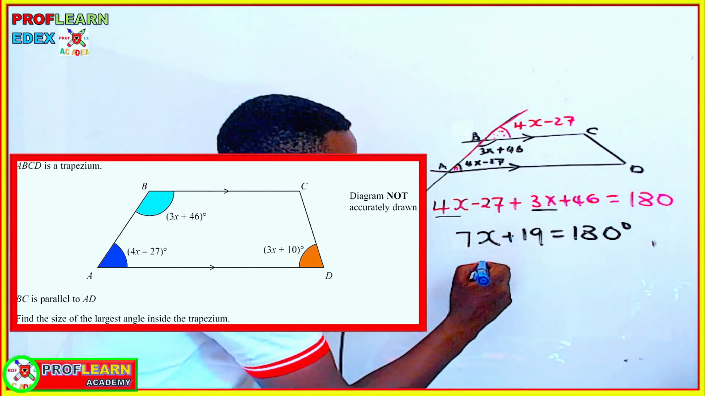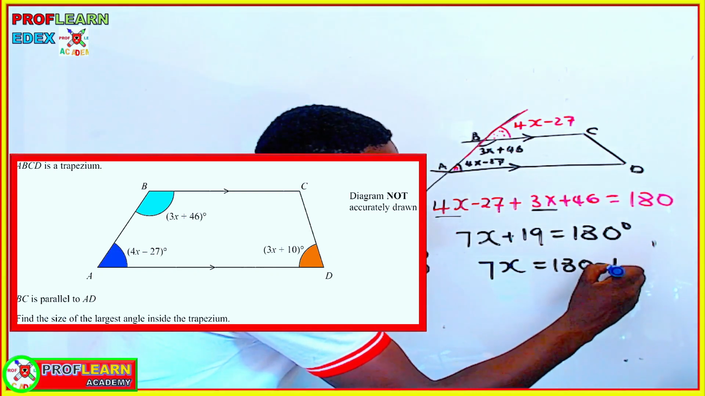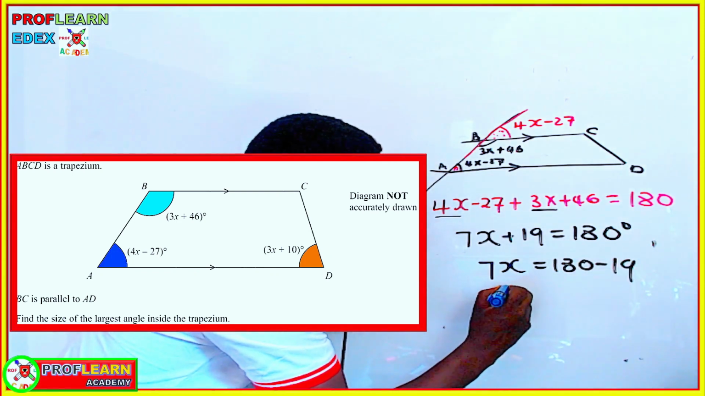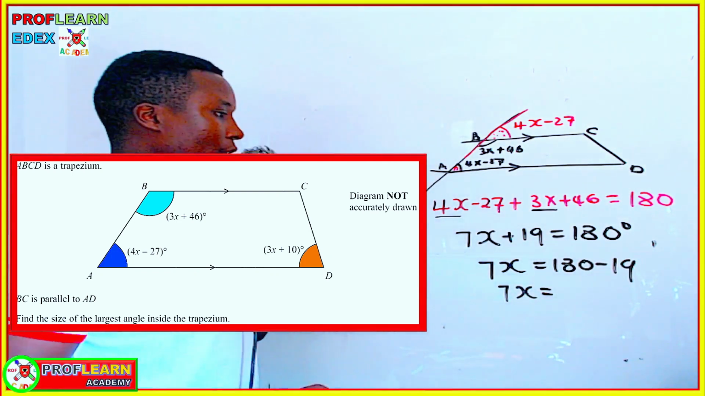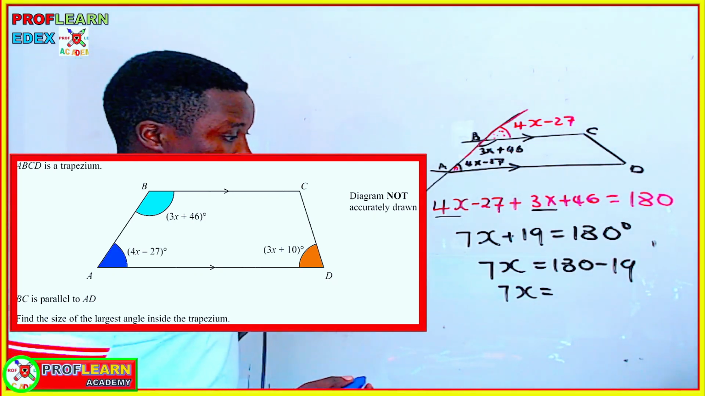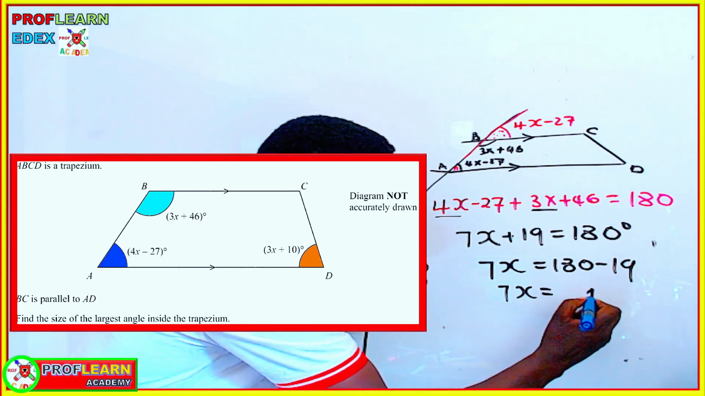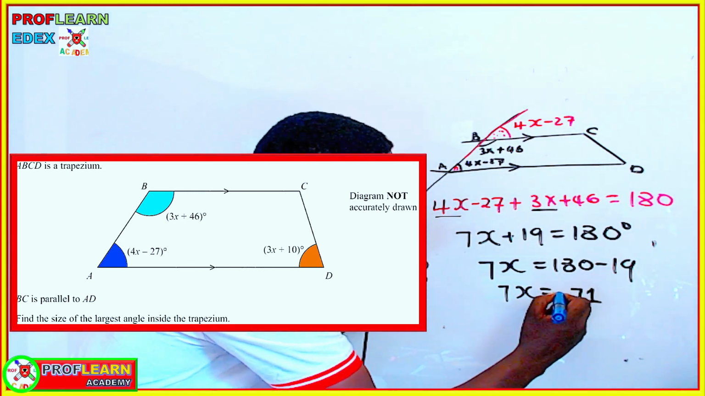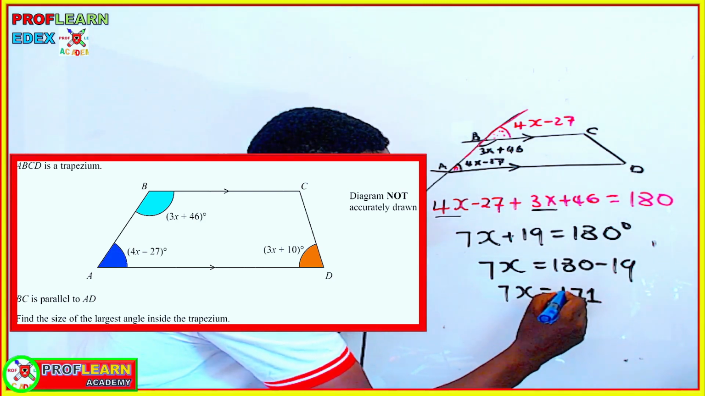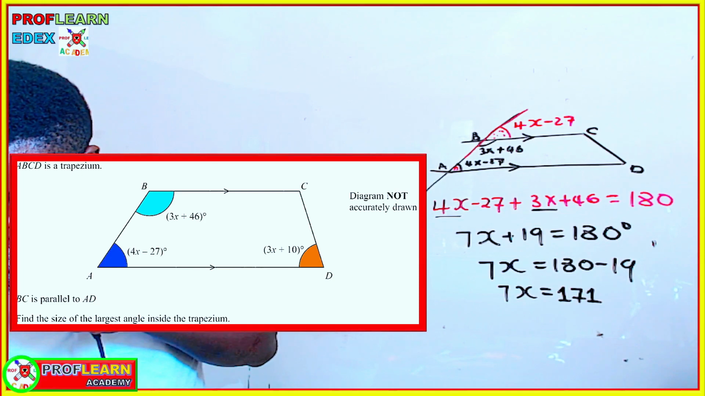So if we take that, 7x equals 180 minus 19, and that 7x is going to be equivalent to, if you work it out, 161.